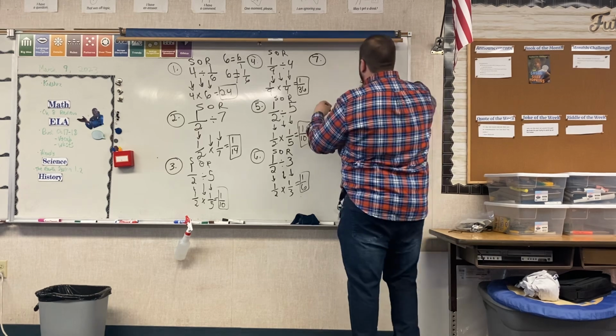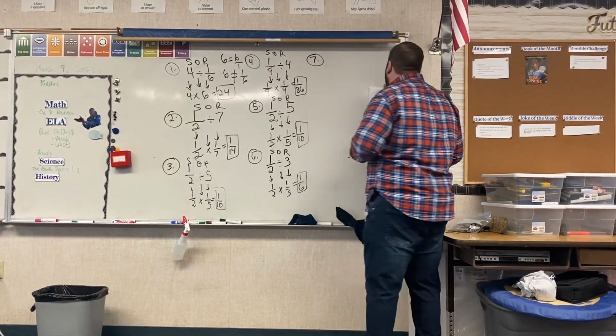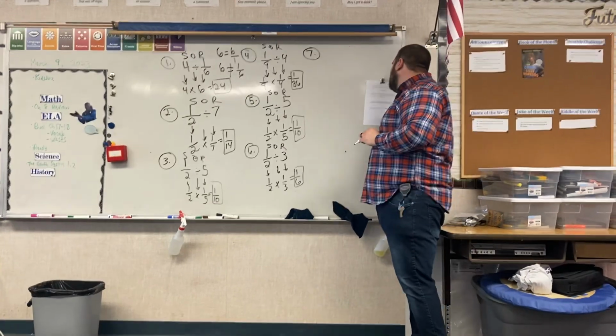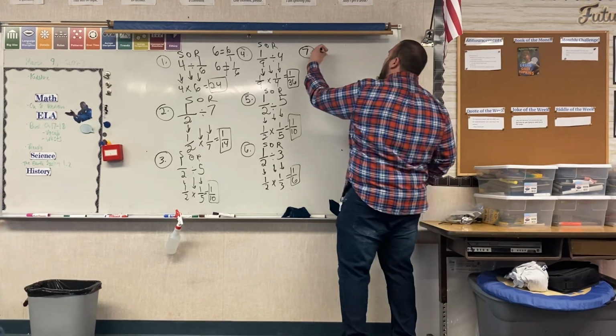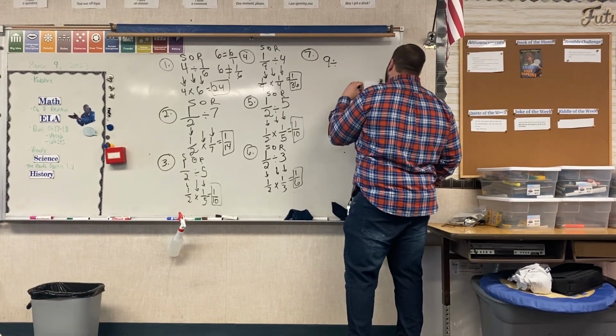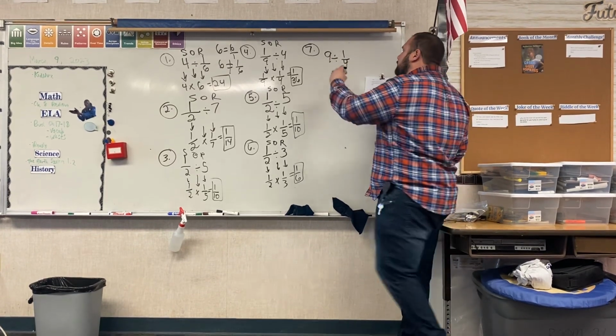Number 7. Don't put that up. Kean has 9 gallons of fruit juice. He needs to divide the juice. So he's dividing the juice. The 9 is being divided. That represents the juice into servings that are 1/4 of a gallon each. So 9 divided by 1/4.